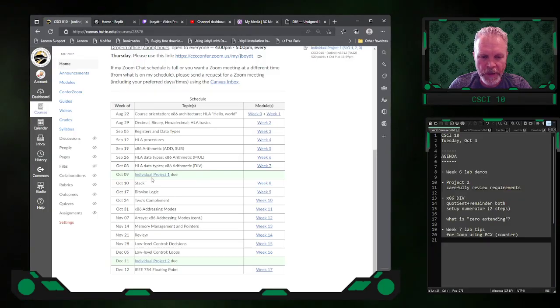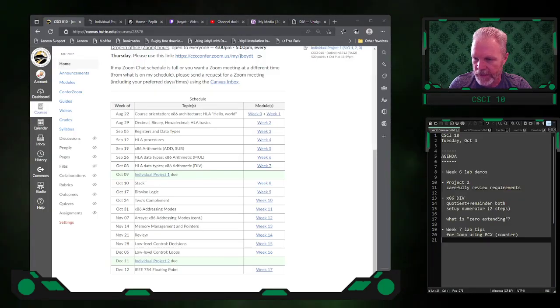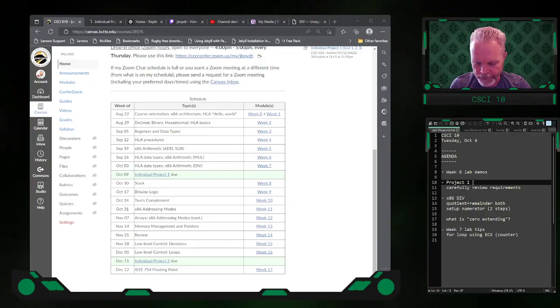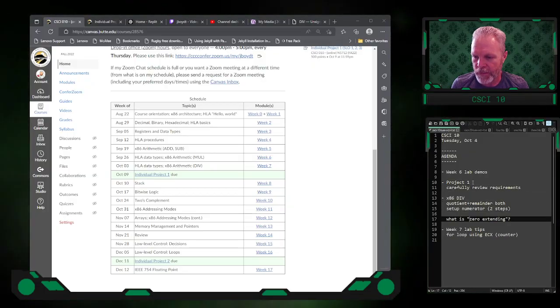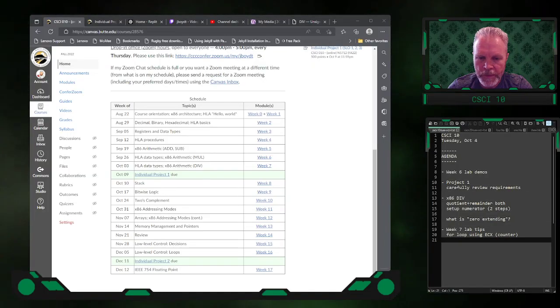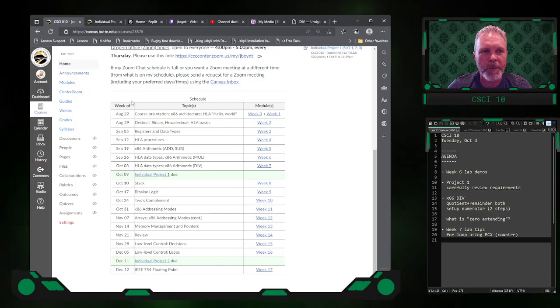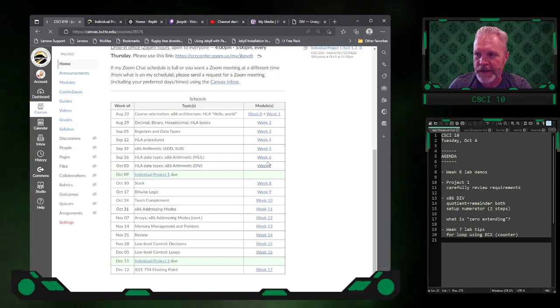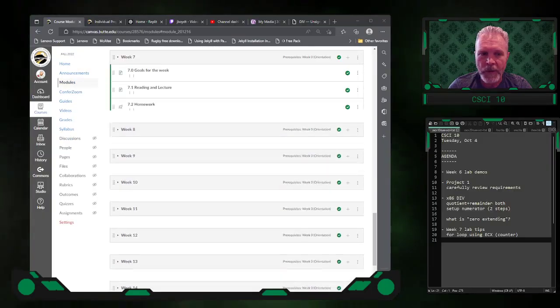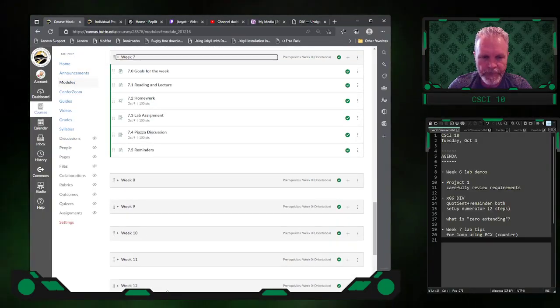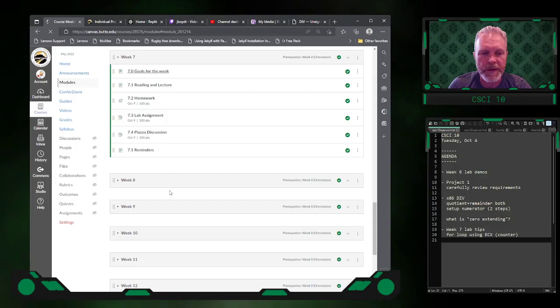Let me get the project up. Did I put project 2 in the agenda? Project 1. You guys are on project 1. Okay, so anyway, I will open project 1 and then I'm going to step through the module, hopefully efficiently, so we can see what's in store for this week.